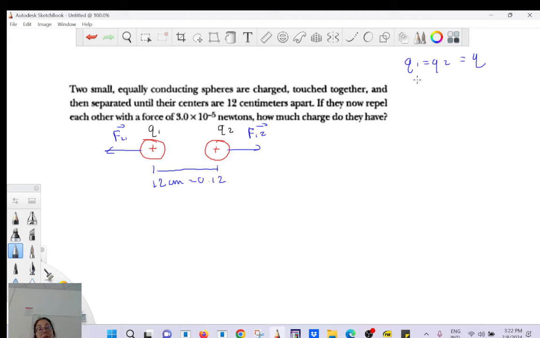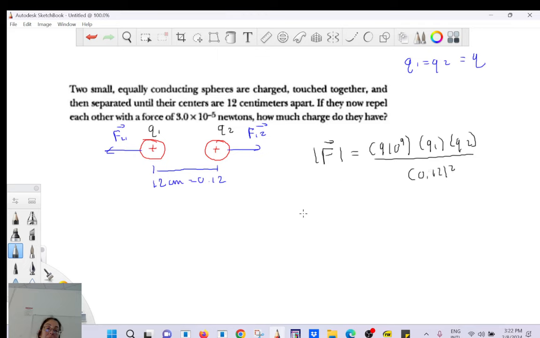Okay, so you can help each other. So the magnitude of the force equals 9 times 10 to the 9, Q1 times Q2, but they are equal to each other, divided by the distance squared. So the force will be 9 times 10 to the 9, and here you have Q times Q, so how much is Q times Q?